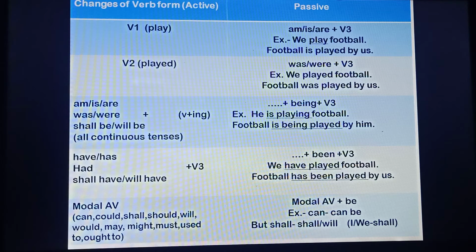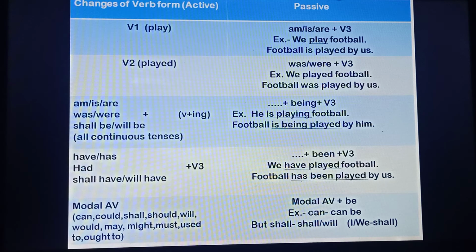So am, is, are, was, were, shall be, will be plus verb plus ing. That means we're talking about all the continuous tenses, either present continuous or past continuous or future continuous. So for the continuous tenses, we'll have to use being. So if you don't have any idea about continuous tense, you just memorize this.